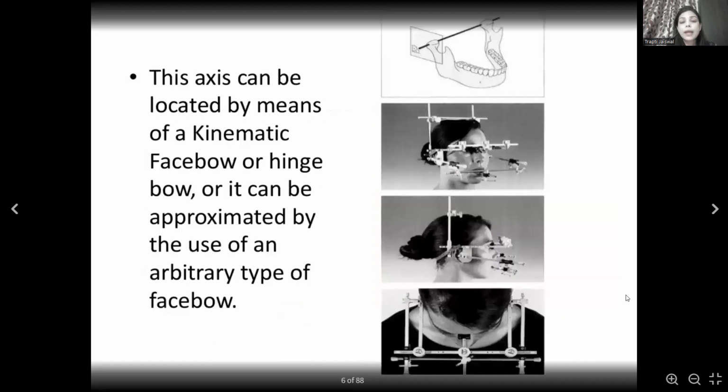So what is this axis? This is the hinge axis around which the condyle can rotate, and which is passing through the center of the condyles. And this axis can be recorded by means of the facebow.